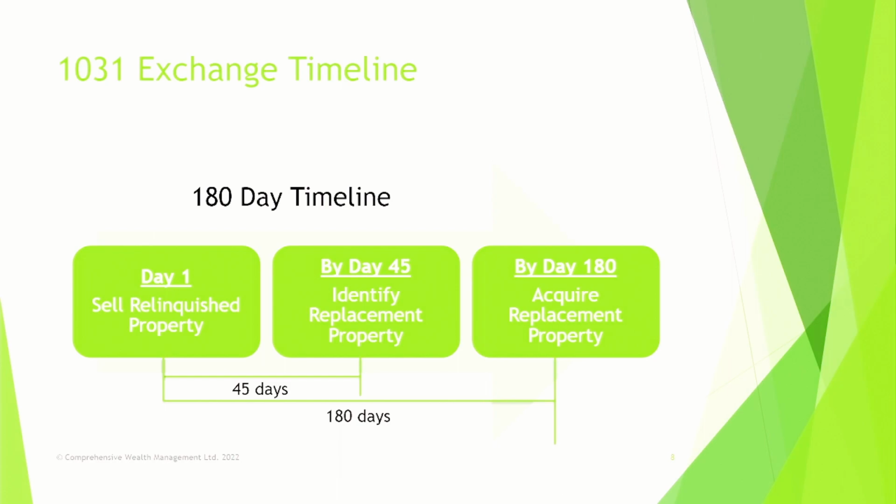And then within 180 days from when you originally sold the first property, you have to close and complete the purchase of the new property. If you don't meet these strict time deadlines, then all bets are off and you're not going to be able to complete a 1031 exchange.